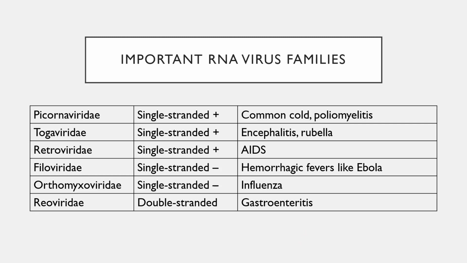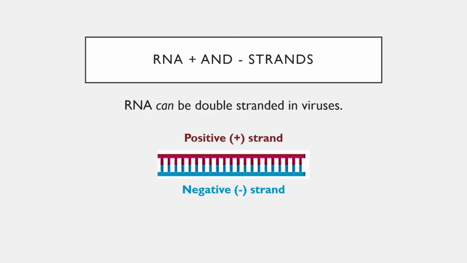Now, I don't want you guys to memorize whether or not these are single-stranded plus or single-stranded minus or double-stranded. It's more important that you connect the name of the family to the types of diseases that it causes. So now let's talk about what it means to be single-stranded plus versus single-stranded minus, or double-stranded for that matter, because this is something that might be revolutionary to us at this point. RNA can be double-stranded in viruses. Up until now, you may have learned that RNA is a single-stranded molecule, but in viruses, it can be double-stranded.